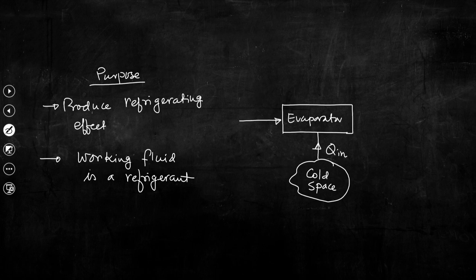So, now on receiving heat, that working fluid will be converted into vapor, and essentially this evaporator is designed in such a way that at the exit of the evaporator we will get saturated vapor of that working fluid. So, if we give a name, say this is 1. So, at 1, the refrigerant would be in a saturated state.